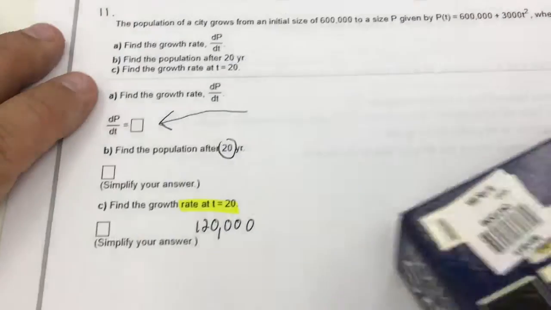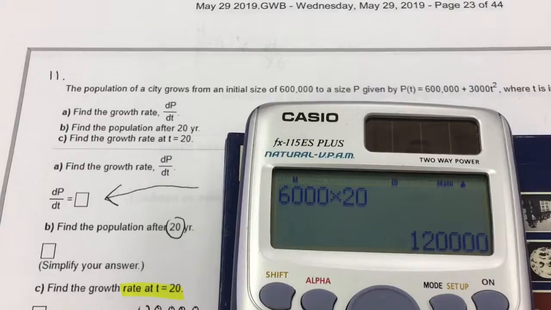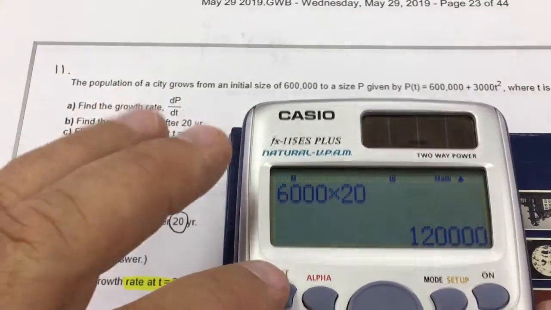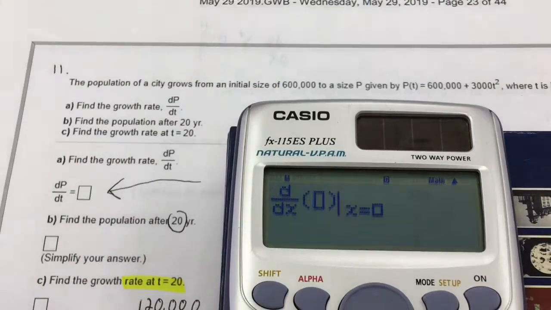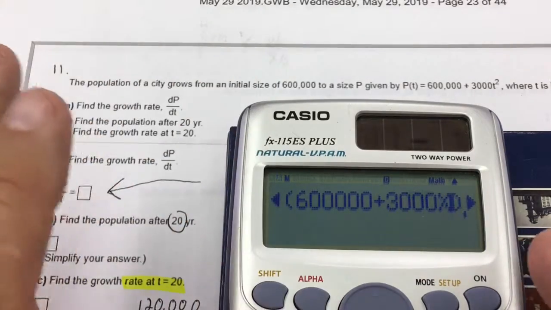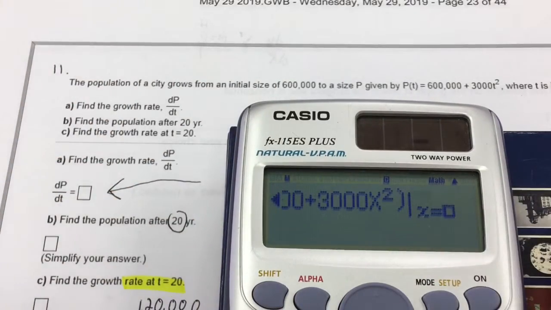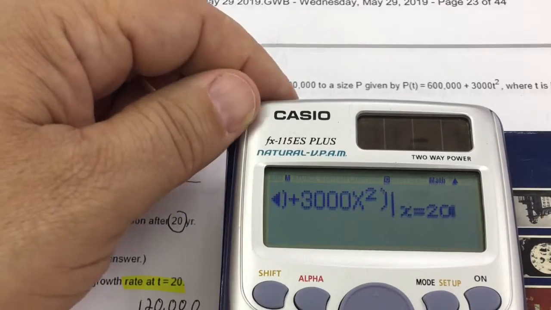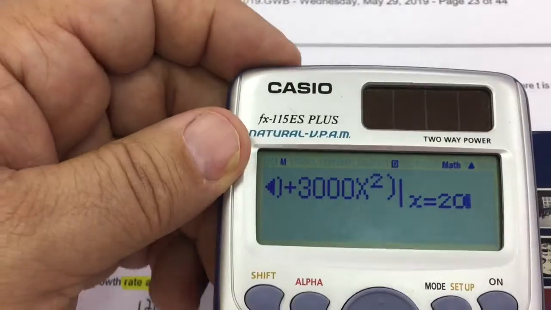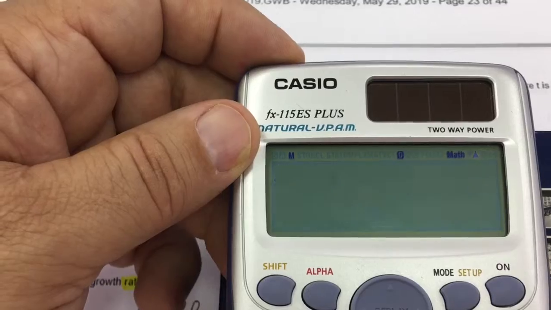I'm going to use the calculator to check to see if it would have worked. So I'm going to take the original equation, 600,000, but I'm going to hit shift, derivative, and type in the original equation of 600,000 plus 3,000 t squared. Now I don't have a t button, so I'm going to use alpha red x for any variable. Then I have to square it, and now I'm going to evaluate that at 20. It should also give me the 120,000, the same result. Notice I'm plugging it into the original, and the calculator is going to take the derivative. And there's the answer.